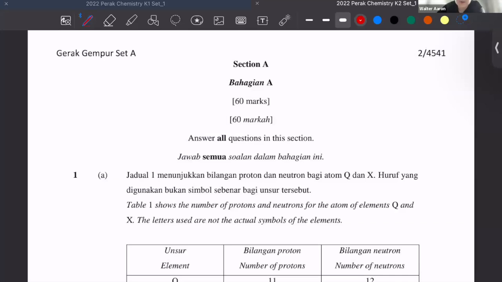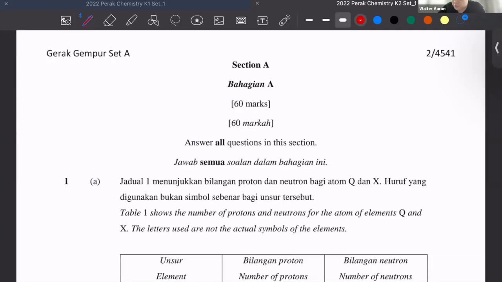Okay, right. So this is the Perak state trial paper for year 2022, and this is Set 1 for Paper 2. So let's take a look at the questions together. We'll go on with Section A first.